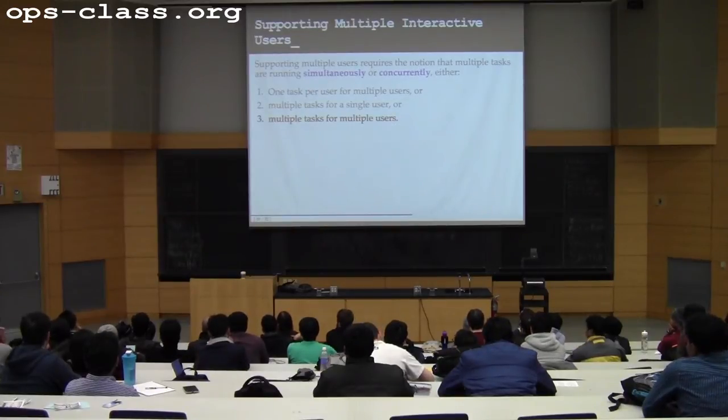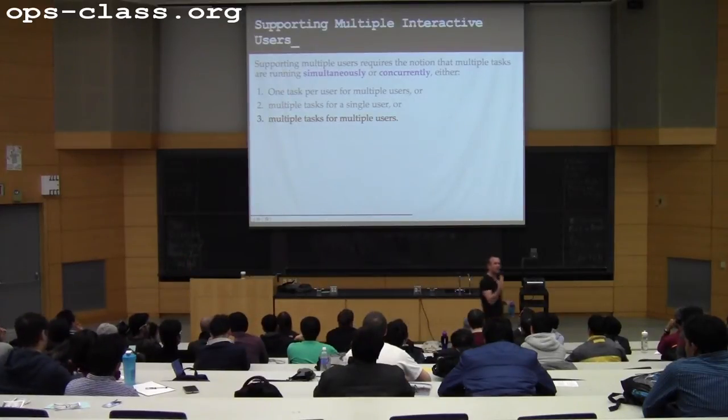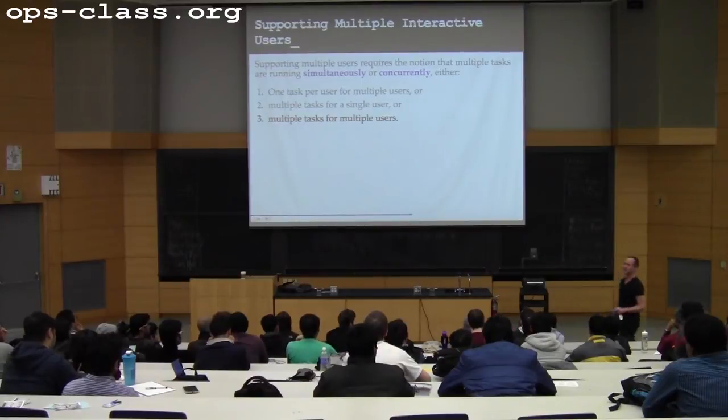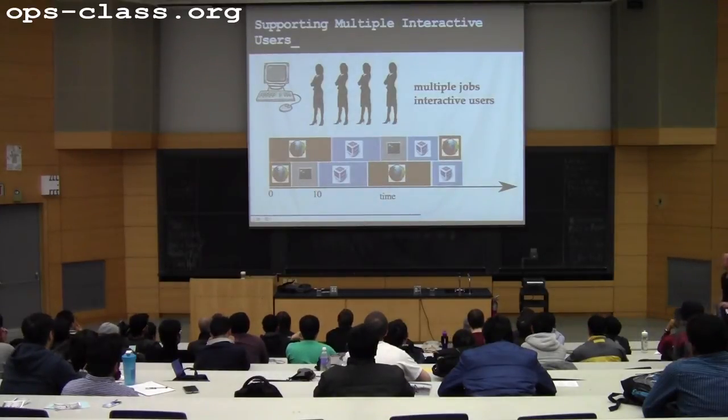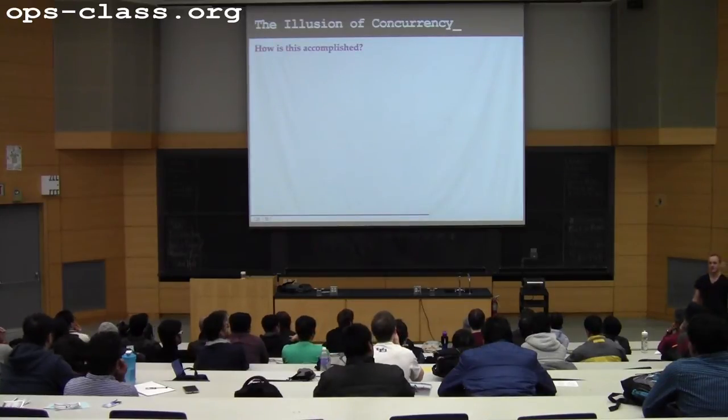Okay, so imagine I have multiple interactive users on the same machine. Clearly, either multiple things need to be happening at the same time, or I need to be able to switch between things fast enough that the people who are watching the display don't realize what's happening. So now that I've got multiple people that want to use the machine, and I think we talked about this when we talked about synchronization.